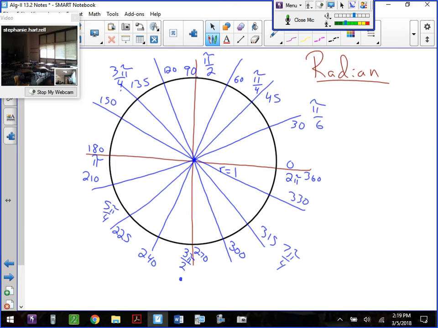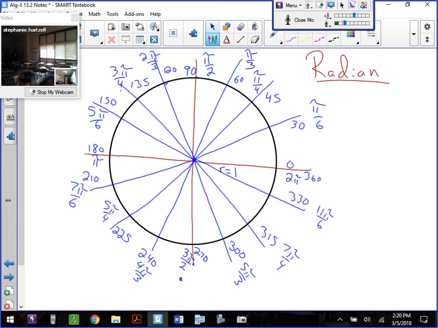1/6, 2/6, 3/6 is 1/2, 4/6 is 2/3, 5/6, 6/6 is my whole, 7/6, 8/6, which is 4 pi over 3, 9/6, which is 3 pi over 2, 10/6 is 5 pi over 3, then it becomes 11/6, because then you go up 30 degrees, you're at 12/6, which is 2 pi.